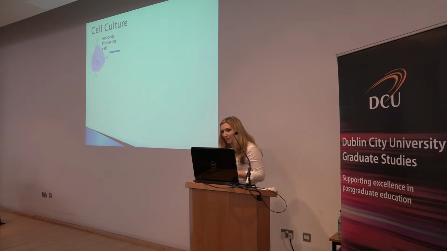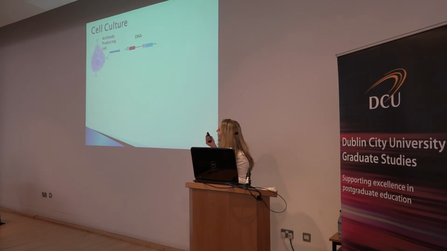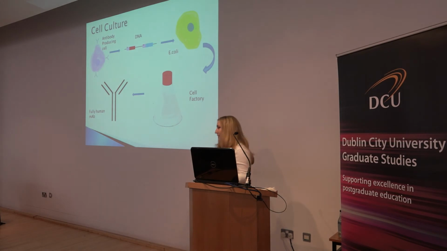So this is just a bit about the cell culture work that we do to make our antibodies. We begin with an antibody producing cell, from which we get the DNA that encodes our antibody. We then put this into a bacteria known as E. coli, and this kind of puts it together, packages it up real nice, and we put it into a cell factory that produces massive amounts of our fully human mAb.